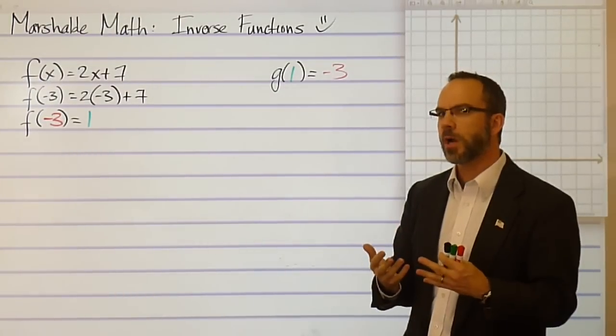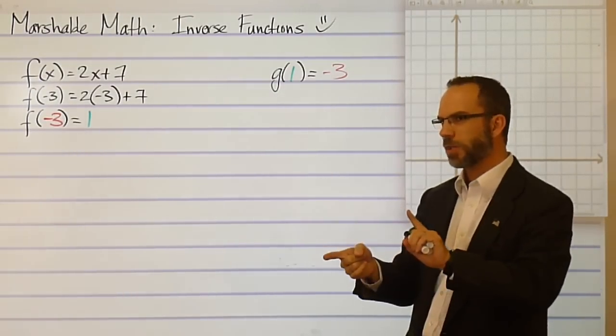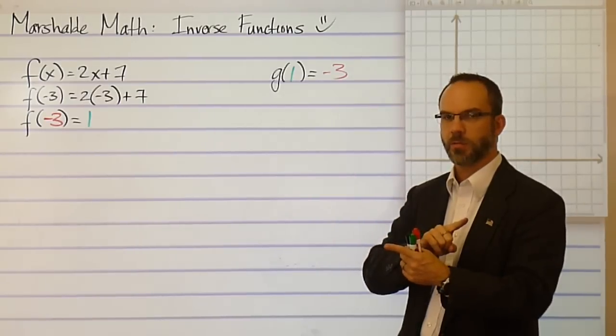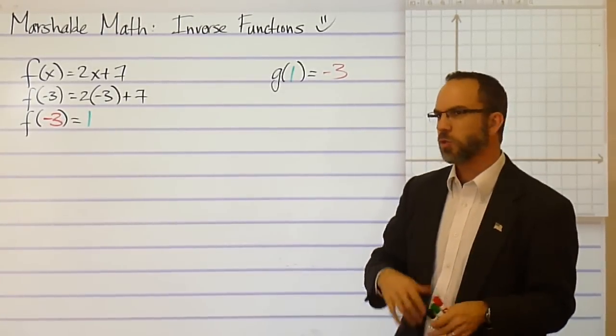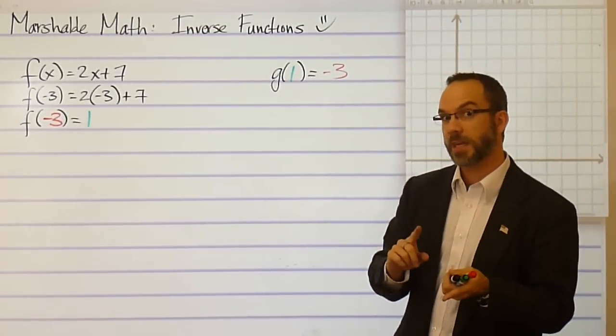What's really going on is we're doing this. We're switching the domains and the ranges, right? The domain is the allowable inputs. The range is the allowable outputs. Usually we call those x's and y's. We're switching the x's and y's around.